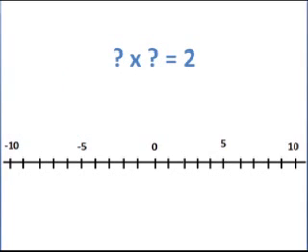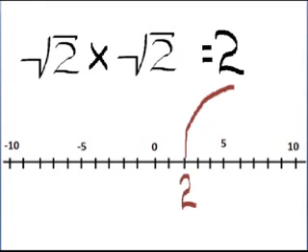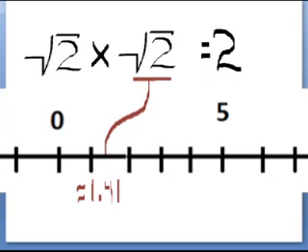Alright, what number times itself equals 2? Well, if we tried 1 times 1, we'd get 1. And if we tried 2 times 2, we'd get 4. So the number times itself that gives us 2 is somewhere between 1 and 2. But exactly where? Well, let's take a look. Square root of 2 times square root of 2 is exactly 2. Okay, 2 lives right there on the number line.